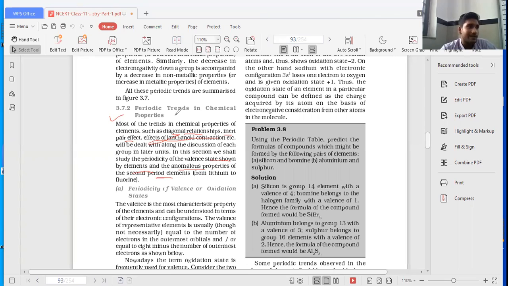There are other periodic trends in chemical properties that we have to see, but we will study them later. For example, inert pair effect I will teach you in chemical bonding. Diagonal relationship I will teach you in chemical bonding. Effect of lanthanoid contraction, when we will study the d block elements in class 12th, then I will tell you about this. So it is one of the most important chapters which is having its effects up to class 12th also, right?